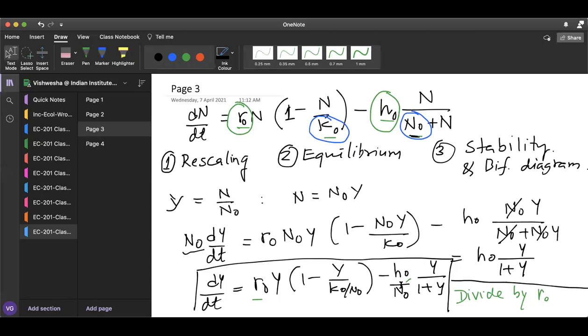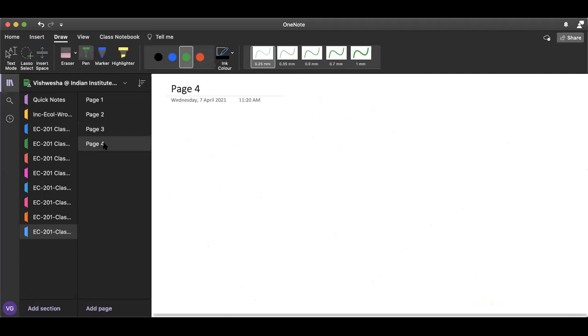The reason is that I want to know how the equilibrium and stability change as a function of harvesting rate. H0 is a measure of harvesting rate, so I want to know how things change as a function of H0. I don't want to eliminate H from my system. Instead, R0 is something intrinsic to the population anyway. That's not something that's going to be changing, so it's okay to eliminate R0. Let's divide the entire equation by R0 and go to the next page. So what do we now get? We get D.